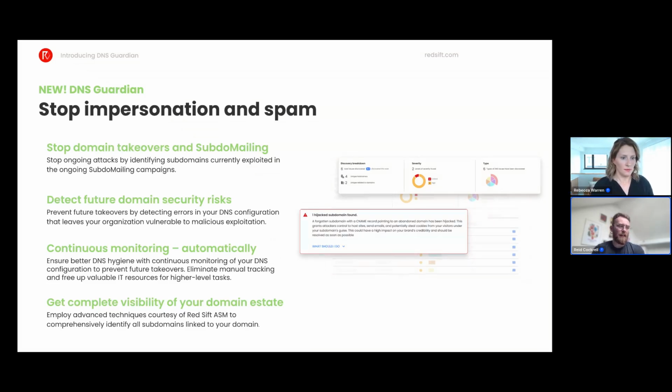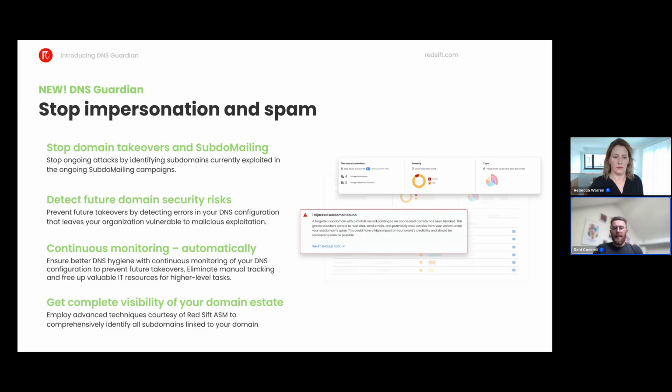This brand new feature, DNS Guardian, essentially, the purpose of it is to identify and mitigate any risks that are associated with subdomains that are susceptible to takeover and ones that already may be controlled by a bad actor. So we break this down further and look at exactly what it can do. The first thing is that it can stop domain takeovers, particularly with a focus on subdomailing. So it allows you to stop any ongoing attacks by identifying any subdomains that are currently exploited in this ongoing subdomailing campaign.